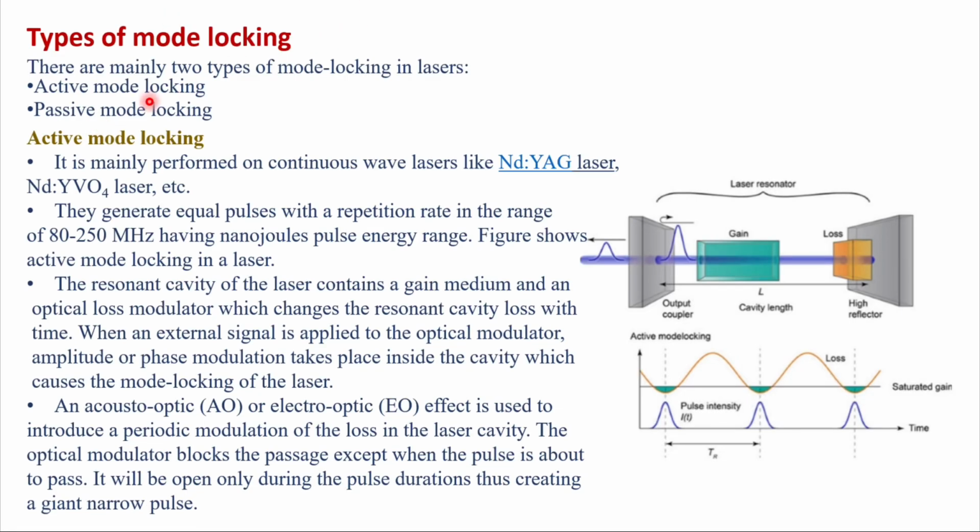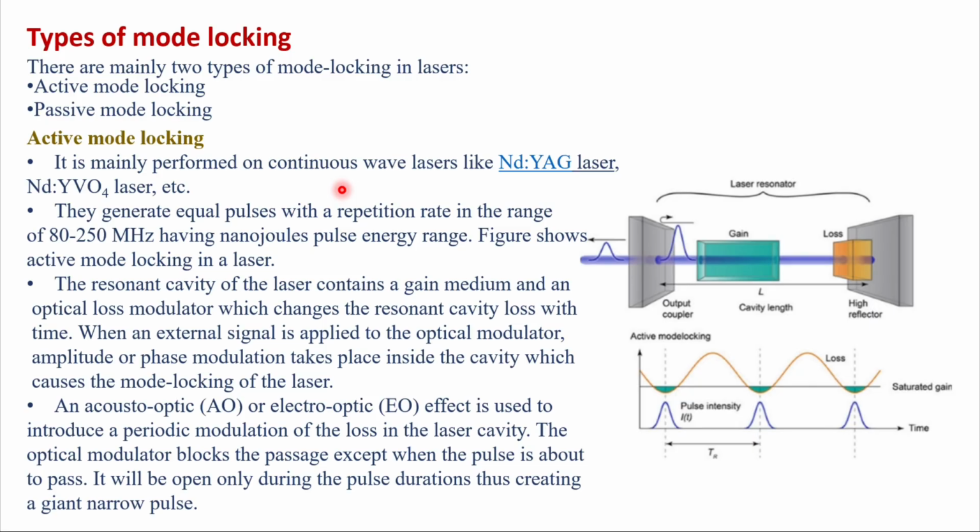Types of mode locking. There are mainly two types of mode locking in a laser. One is active mode locking, another is passive mode locking. First, we will discuss active mode locking, and we will describe it using this picture. So, how does active mode locking work?